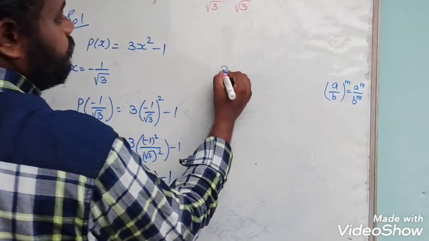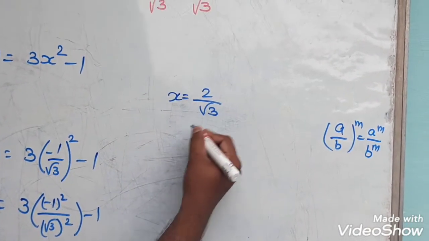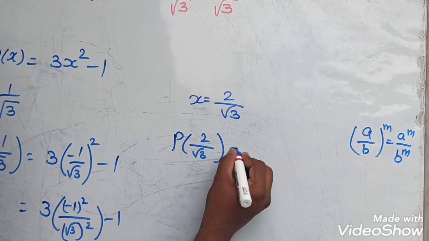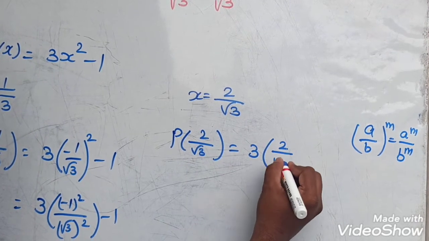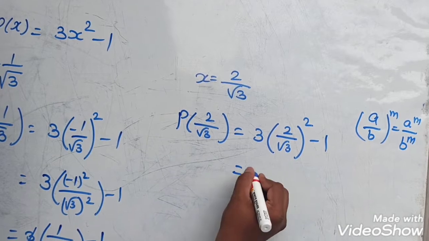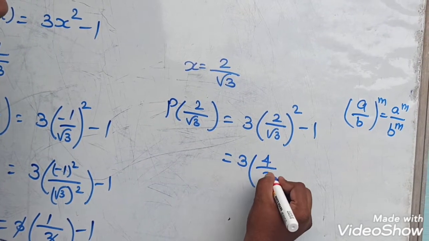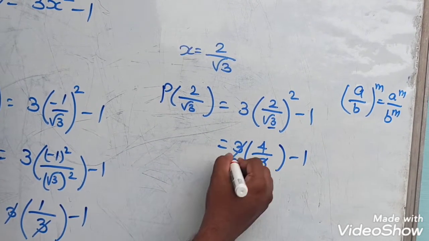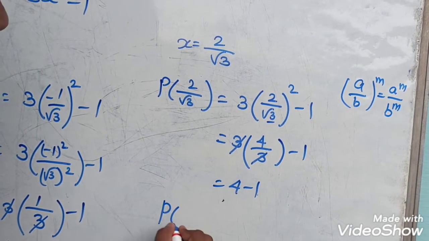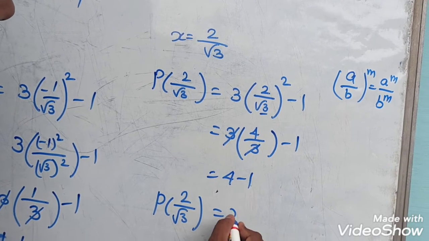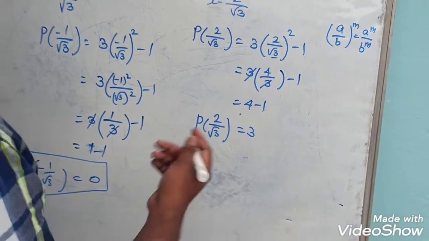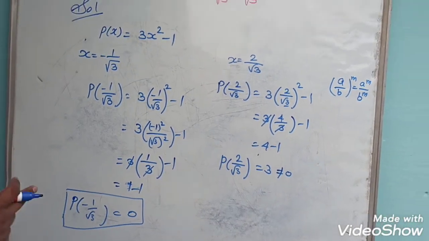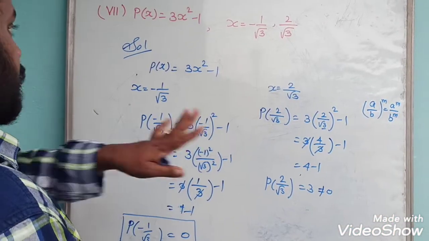So next x equal to 2 by root 3. So 2 by root 3 we substitute instead of x, p of 2 by root 3 which is equal to 3 into 2 by root 3 the whole square minus 1. So 3 into 4 by 3. So 2 squared is 4 and root 3 squared is 3, minus 1. So it will cancel. So remaining 4 minus 1. So p of 2 by root 3, we get 3 as the answer. So you have to see that this is not equal to 0. Now we conclude minus 1 by root 3 is a zero of the polynomial, but 2 by root 3 is not.